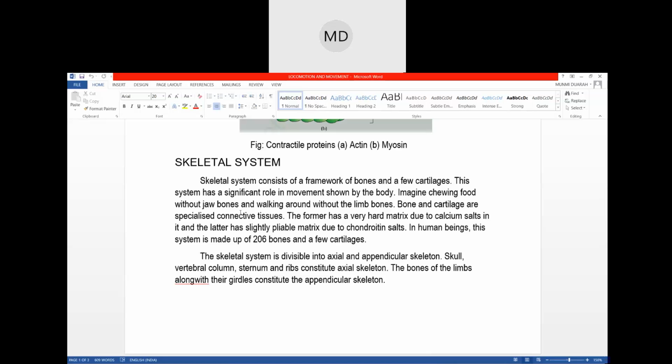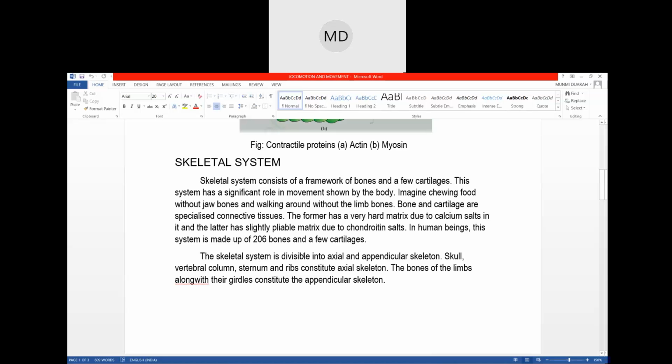Connective tissue, because they connect, you can say, and they have a matrix. Blood is a liquid connective tissue because it is liquid, and bones and cartilage are also forms of connective tissue. So there are 206 bones in our body, and a few cartilages.